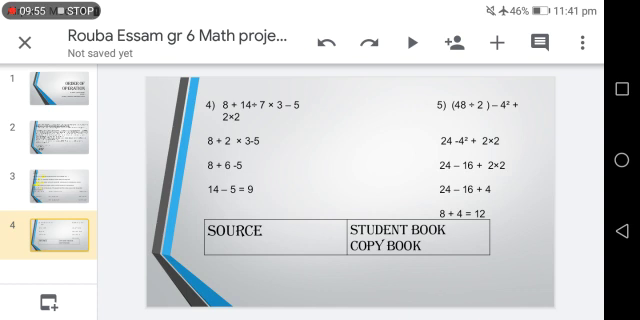And then we see the MD, which stands for multiply and divide. We don't have division, but we have multiplication, which is 2 multiplied by 2. 2 multiplied by 2 is 4. Now the equation is 24 minus 16 plus 4. 24 minus 16 is 8. 8 plus 4 is 12. This is the answer of this equation.